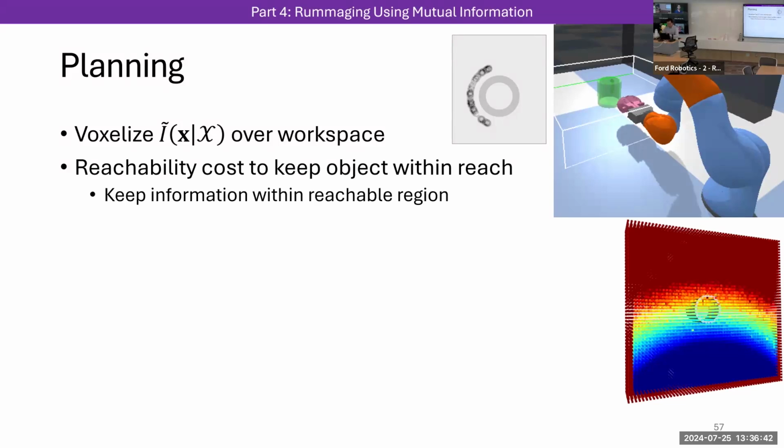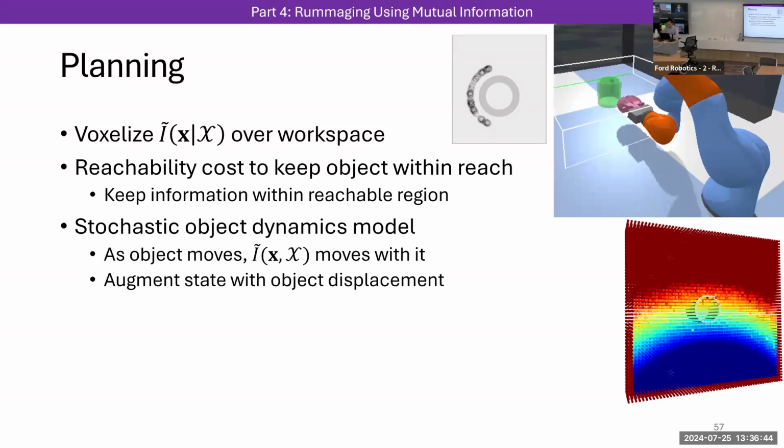Lastly, we have to plan for object motion. And we observe that information is only gained by relative motion of the robot and the object. If you continue pushing in a straight line on the object, for example, you're not actually gaining any information despite covering the area. So we create a stochastic dynamics model that we use to predict the displacement of the object. And this allows us to transform query points into the displaced object frame during planning. And we use all of this inside of closed loop KMPPI.